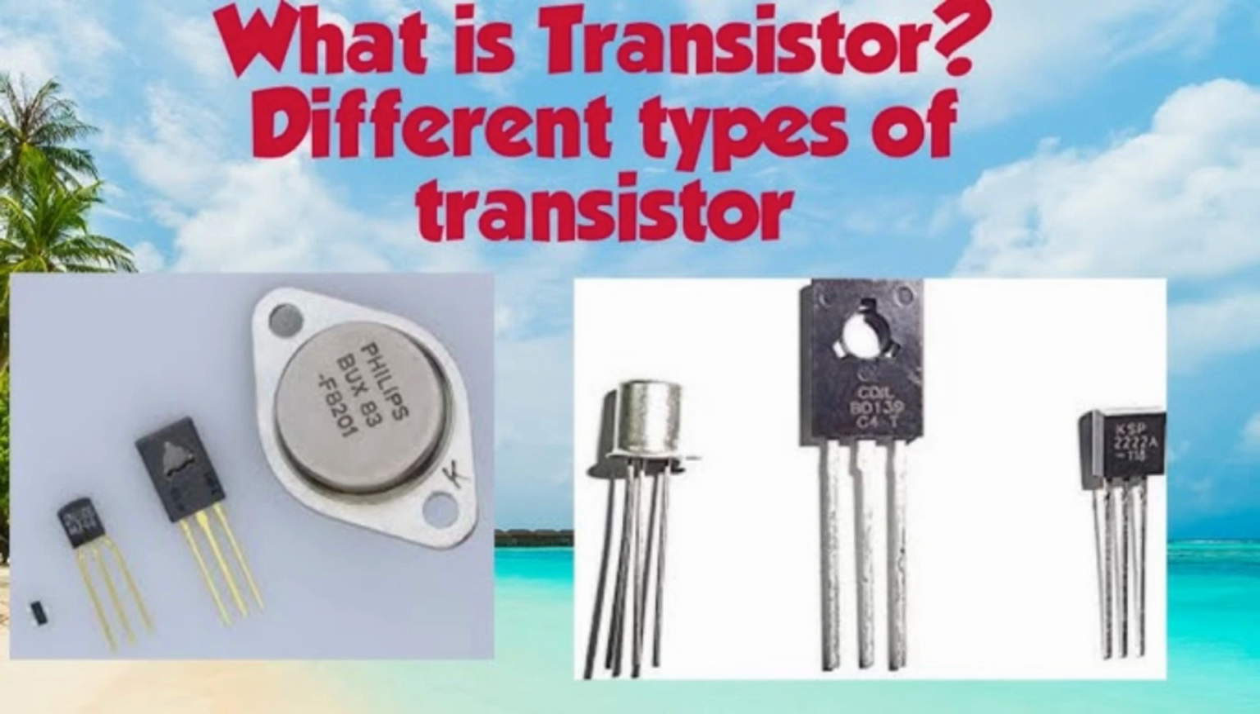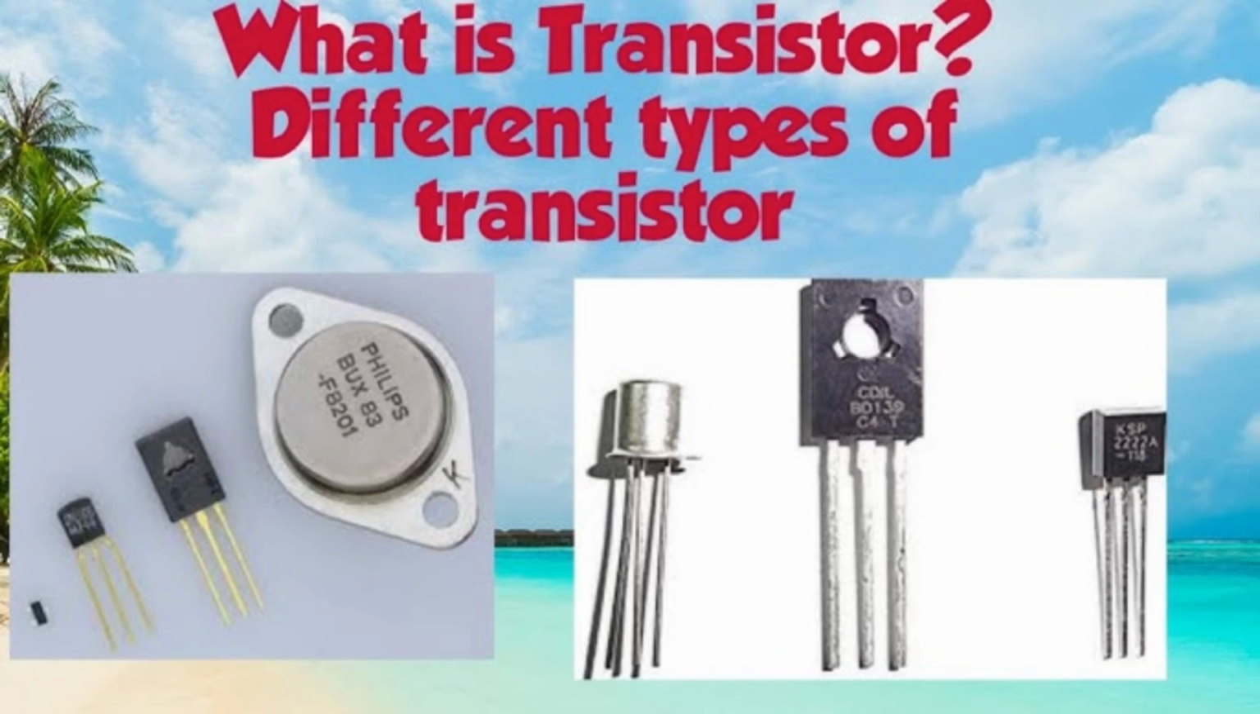Modes of operation of a bipolar junction transistor, BJT. A BJT operates in different modes depending on the biasing of its two PN junctions: the base-emitter (BE) junction and the base-collector (BC) junction. The transistor has three terminals: emitter (E), base (B), and collector (C).